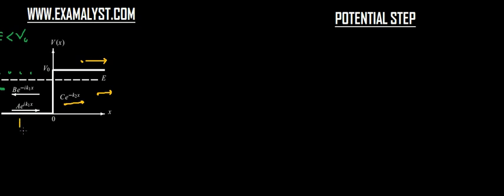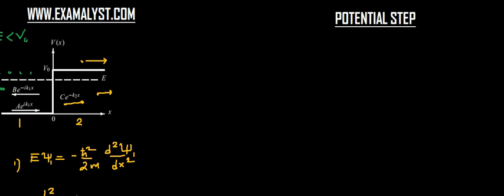So this is region 1 for x less than 0, and this is region 2 for x greater than 0. In region 1, for x less than 0, what is the Schrödinger equation? This is the Schrödinger equation. This can be easily written as, it is exactly the same as the previous case, no changes, plus k1 square psi equals 0.